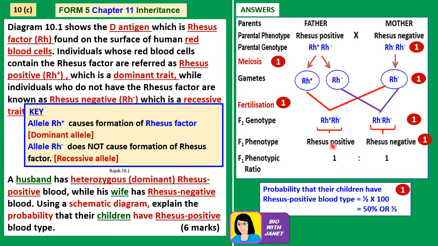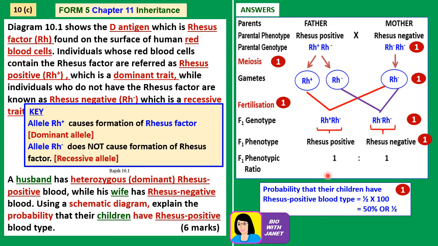So after that, we can find the phenotypic ratio. Okay. Here we can see that there's one Rhesus positive child to one Rhesus negative child. So the ratio is 1:1. All right. But for your question, you're asked to explain the probability that their children have Rhesus positive blood. Probability. So for probability, usually we write it as a fraction, and sometimes it's written as a percentage in biology.